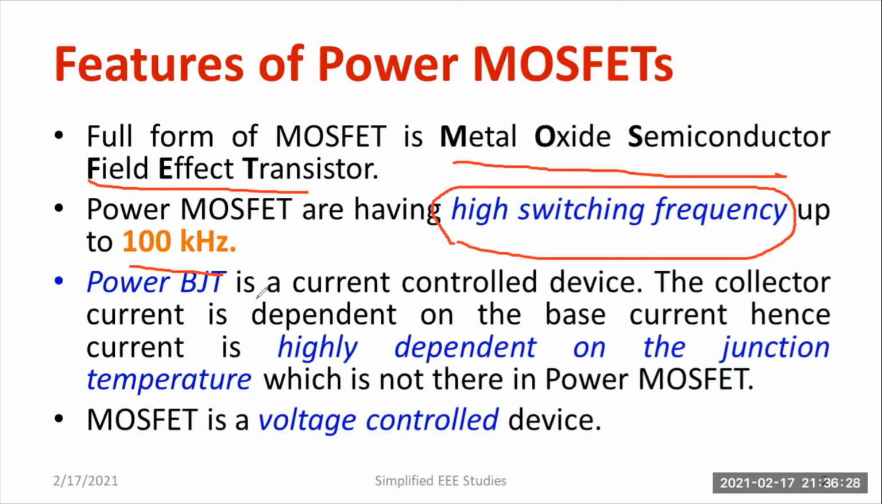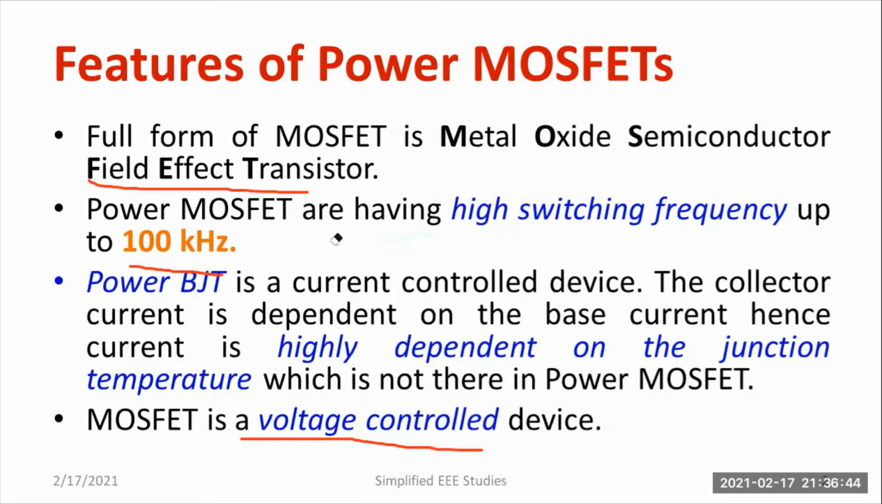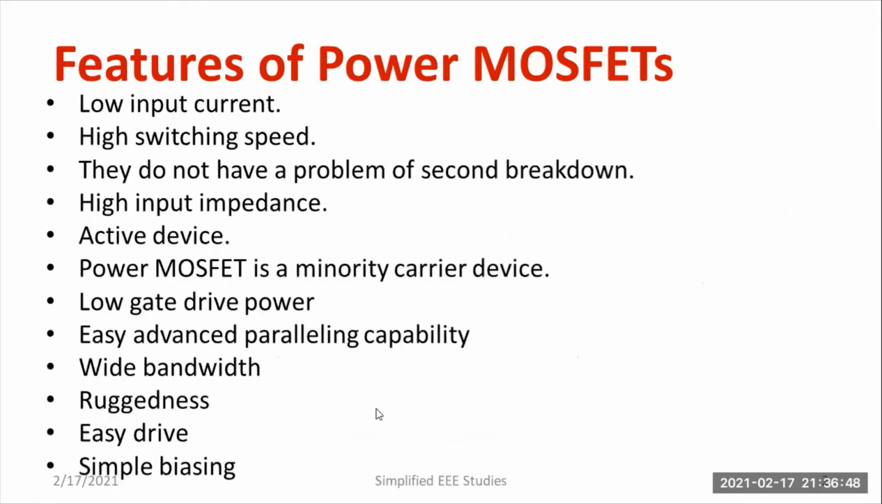Moreover, power BJT is a current control device, whereas the power MOSFET is basically a voltage control device. Compared to power BJT, the power MOSFET has a lot of advantages. So I'll be discussing the advantages of power MOSFET over power BJT in this session. And we can compare to power BJT.